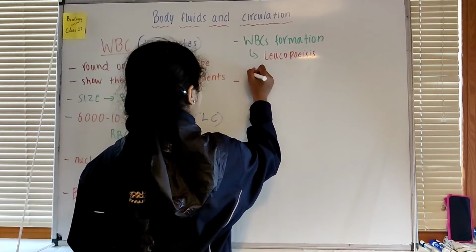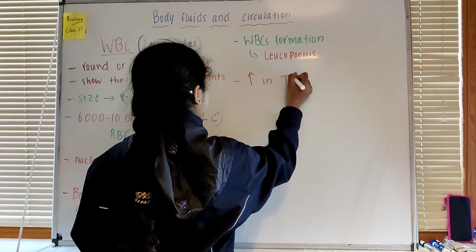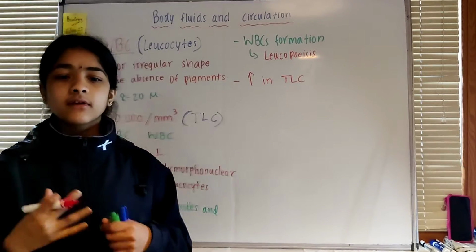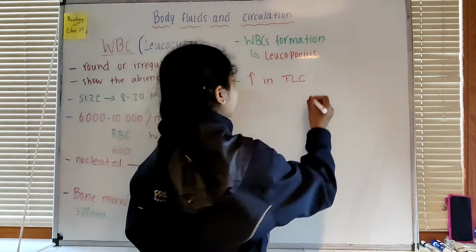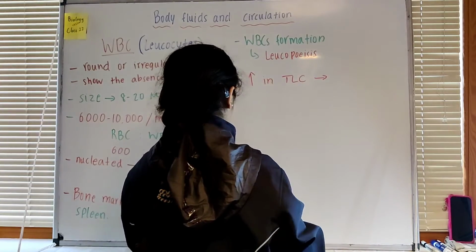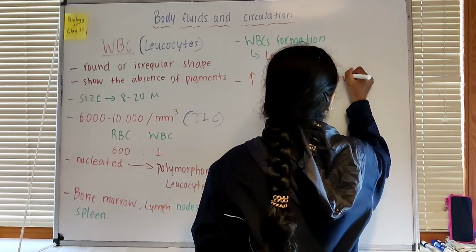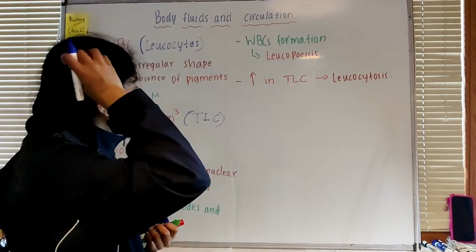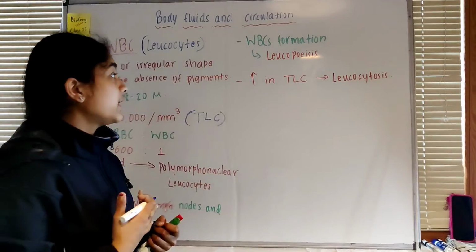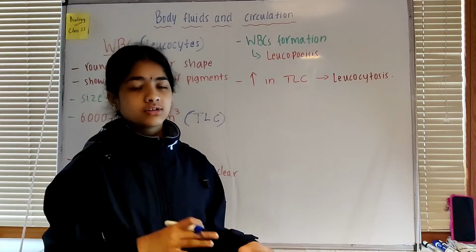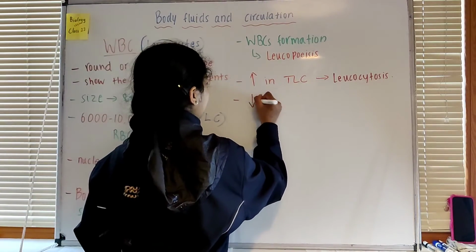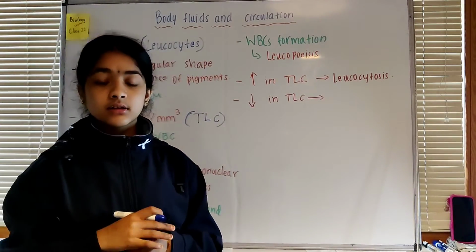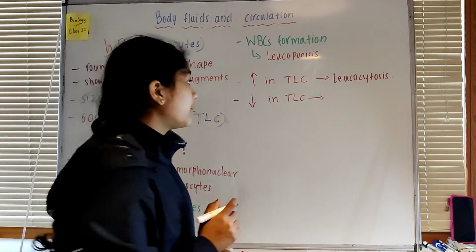Now, increase in TLC. When the total leukocyte count is increased, it leads to a condition called leukocytosis. Leukocytosis is the term that we give when there is an increase in the total leukocyte count, or TLC. Decrease in TLC leads to the condition called leukopenia.